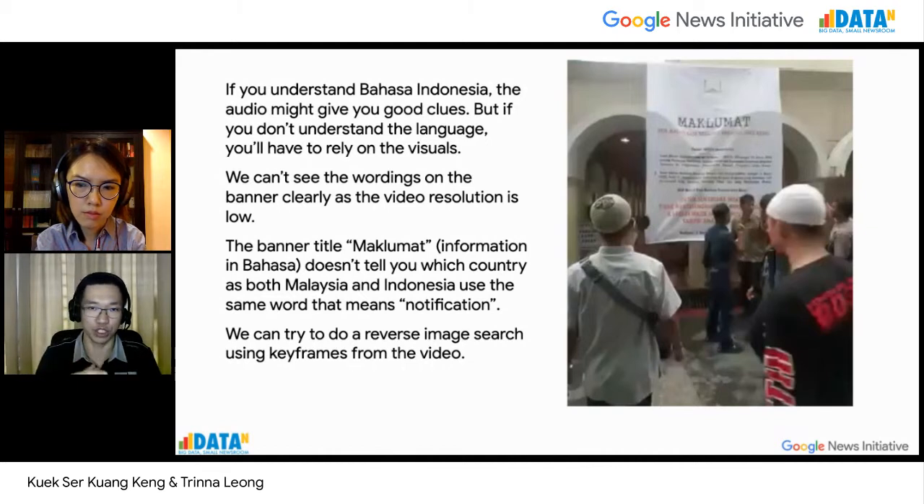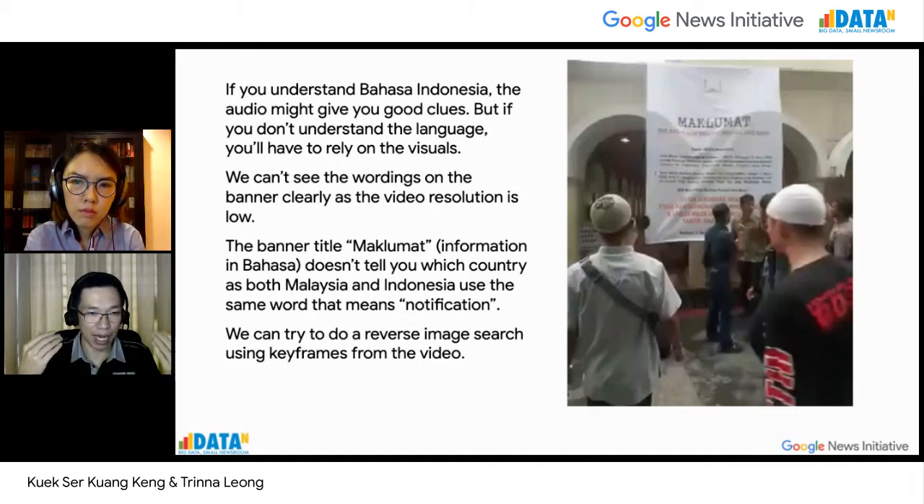You don't have to do any video or image search. But for me, I am not a native speaker in Bahasa or Malay. I have to rely on the visuals. Some friends also told me that one of the protesters actually mentioned the name of a mayor in Indonesia. So if you recognize that name, you know that this happened in Indonesia. But for me, that was not the case, because I couldn't really understand the language.